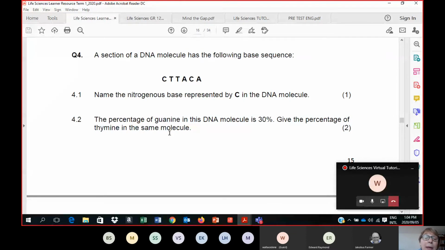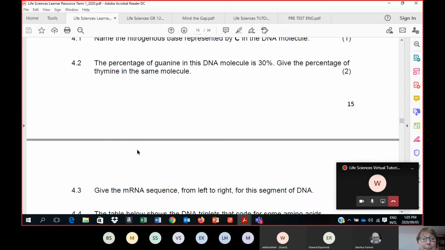Now, remember, guanine always joins up with cytosine. Those two always bond together. So guanine and cytosine together are going to make up 60% of the DNA molecule. Am I not correct? So then we are left with 40%. So 40% has to be shared between thymine and adenine because we know that thymine and adenine always join together. So that means that thymine will make up 20% of that same molecule. Can you see? We had to do a few simple calculations to work out the percentage of thymine in the same molecule. I hope everybody understands that, and if you understand that, then you're doing fantastically.